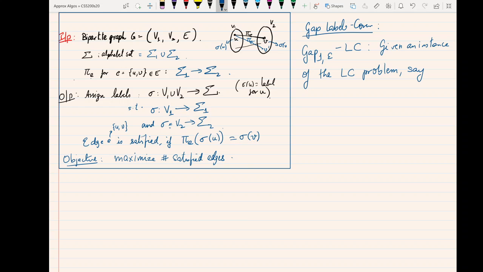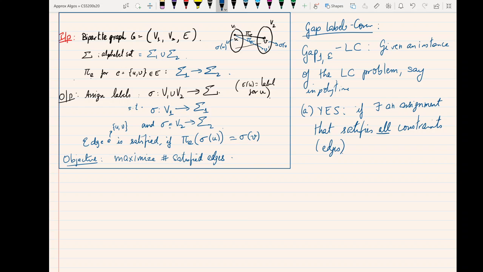you want to say, of course in polytime, yes, if there exists an assignment that satisfies all the constraints, that satisfies all edges, then we know if for all assignments you satisfy at most epsilon fraction of the edges.